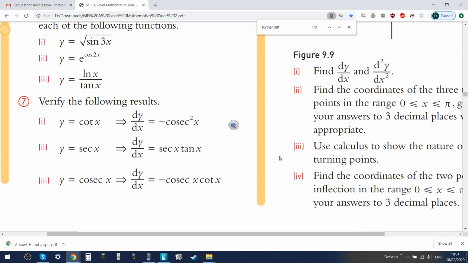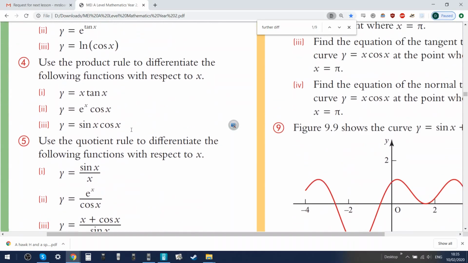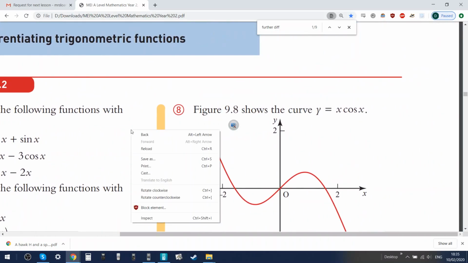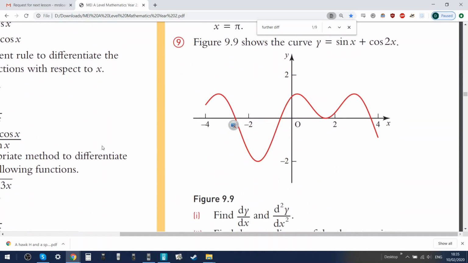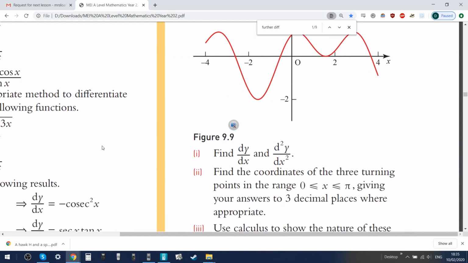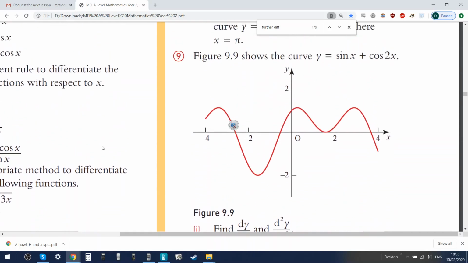Verify these results. How would you do 7 part 1? Oh, I'll verify the following. No, they'll give you those formulae, so it's just a nice question to see where it comes from. Sine x plus 2 cos x, the 3 turning points.